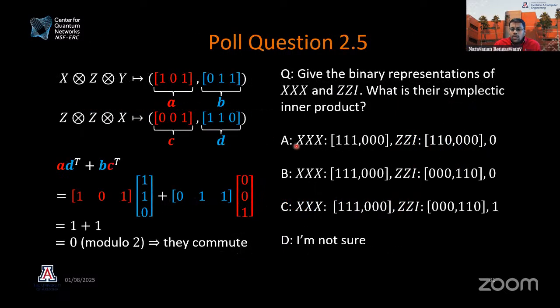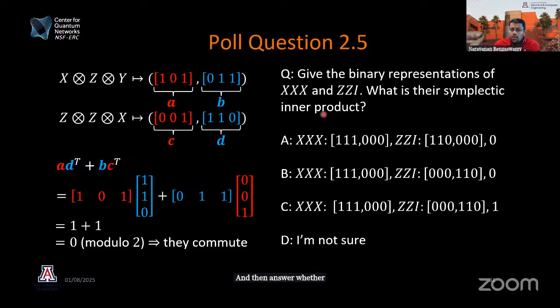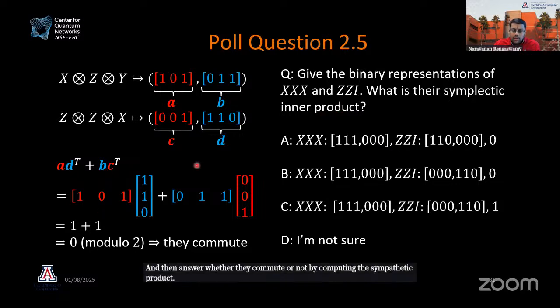Okay, so now let's get some practice with that. So find the binary representations for these two Pauli operators, and then answer whether they commute or not by computing the symplectic inner product. An example is shown on the left.